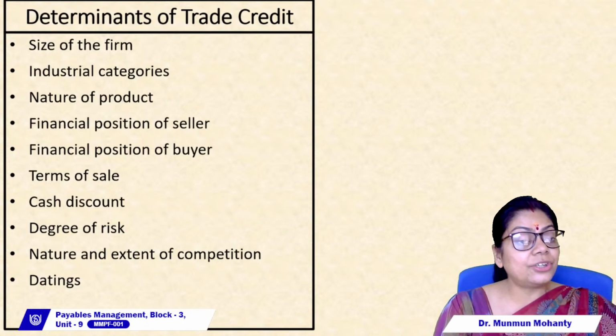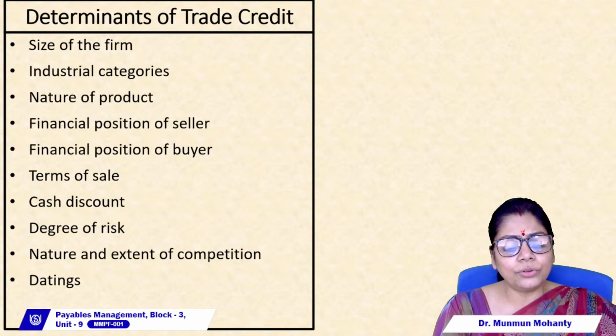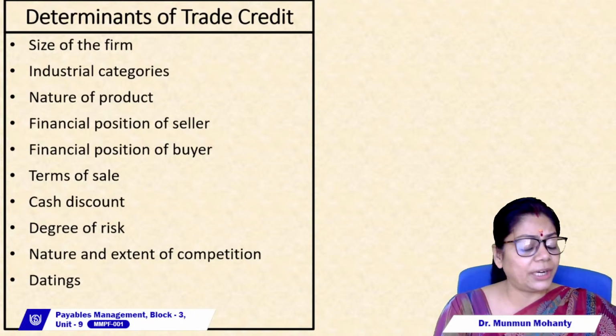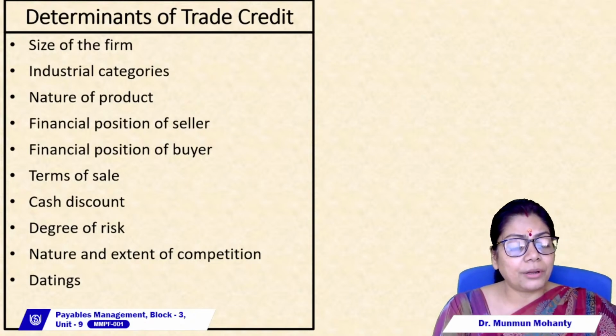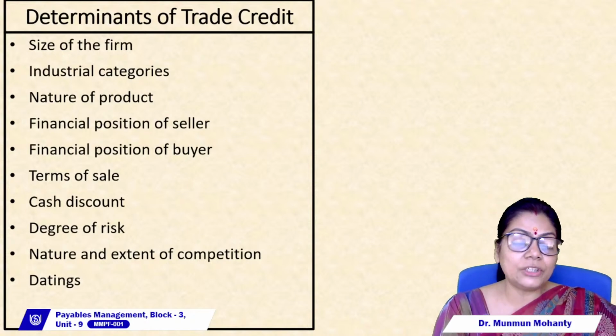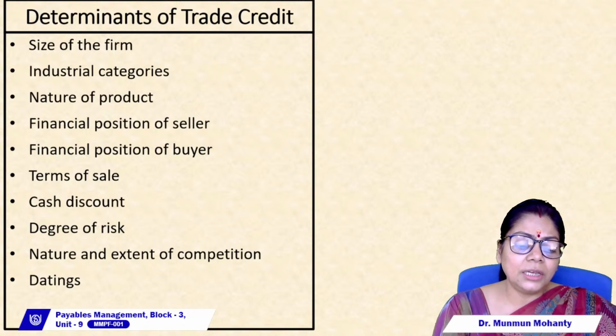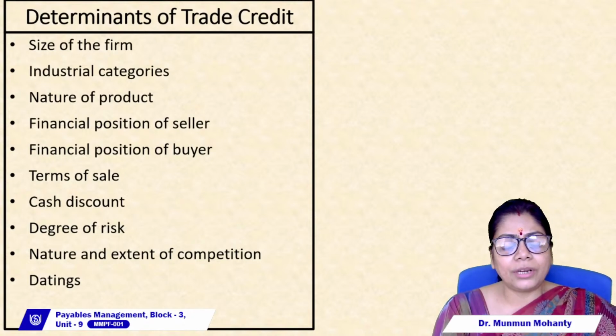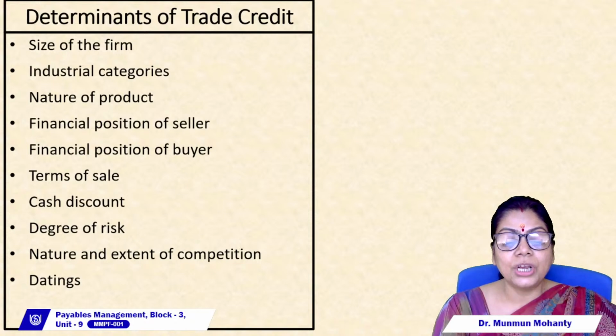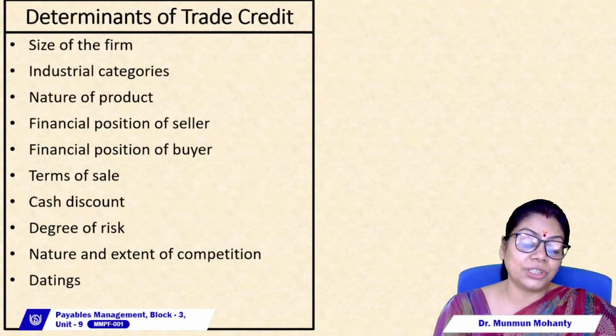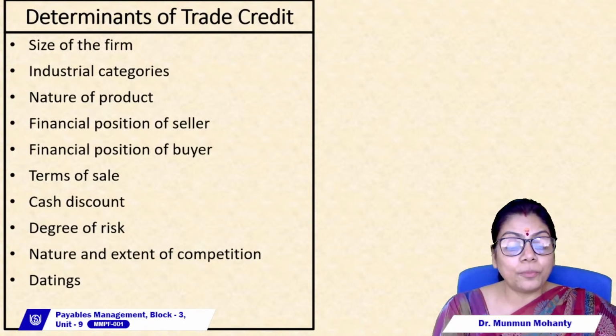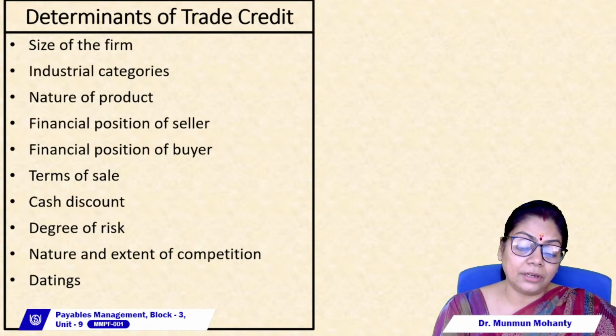When you talk about the industrial category, the different categories of industry or commercial enterprises have varying degrees of dependence on trade credit. In case of certain businesses, the regular business practice would be such that the payment has to be done on a cash basis. If you are talking about a monopoly situation, the firms might insist on a cash payment.